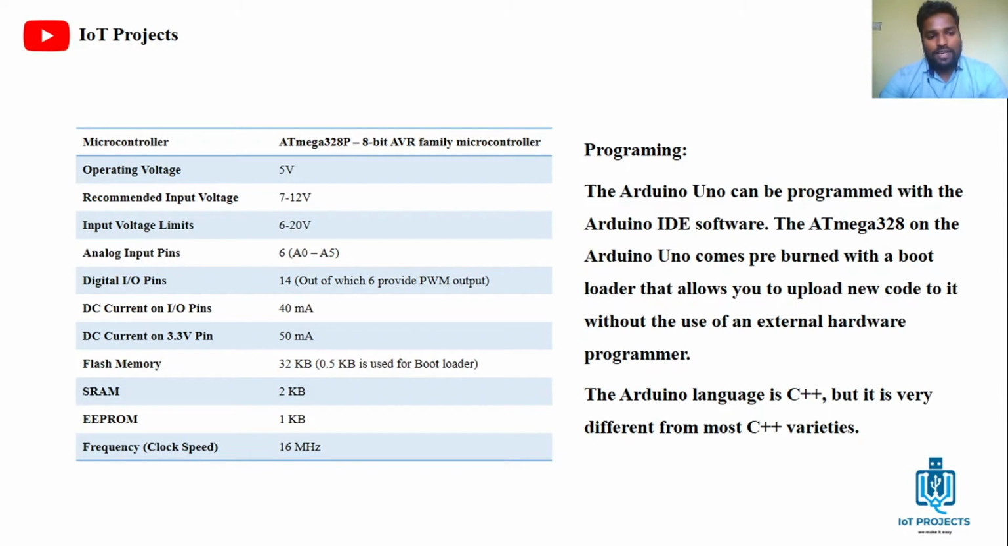Okay, DC current on input output pins is 40 milliampere, and DC current on the 3.3 volt pin is 50 milliampere. Flash memory of 32 KB comes in this Arduino Uno. SRAM is 2 KB and EEPROM is 1 KB of memory. The frequency is 16 megahertz. For all these three types of Arduinos, the 16 megahertz clock is common.